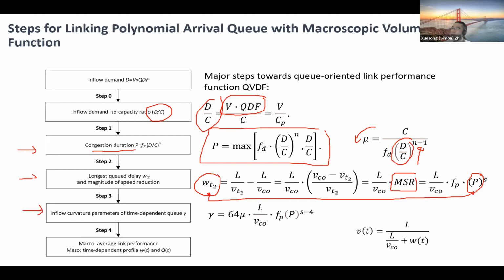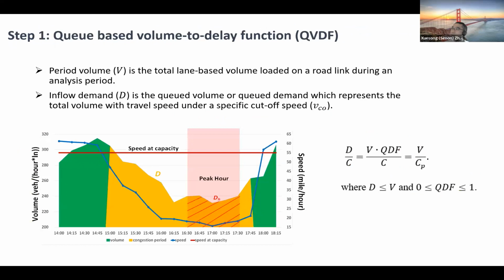I will try to demonstrate very quickly to finish the connection linking polynomial arrival queue model with the BPR type function. I will go very quickly here. I already tried to show that peak hour is here. And we define the speed and the capacity. And then we can capture the overall volume. And then we can try to map correctly from the demand over capacity to the volume over capacity ratio.